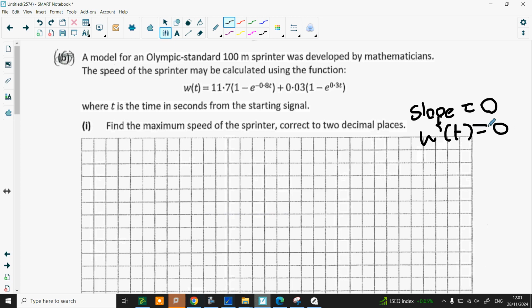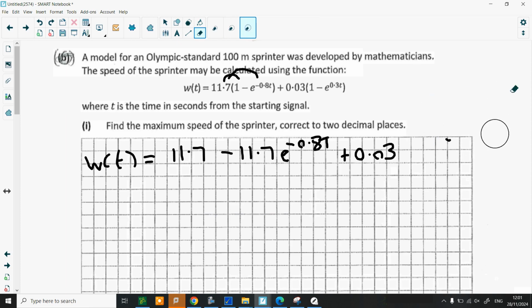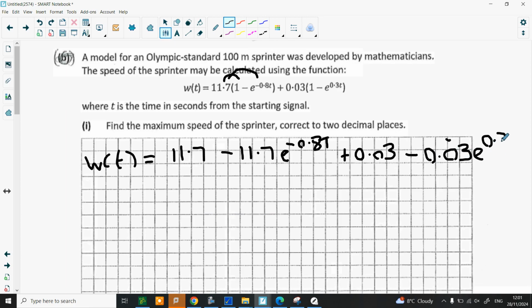Now, before I start this, I'm going to multiply this out, and you'll see why in a second. Makes the whole thing easy. 11.7 minus 11.7 e to the minus 0.8 t, and then 0.03, and what else is there? The minus 0.03 e to the 0.03 t. Everybody cool with that? Now, what happens when I differentiate this once?